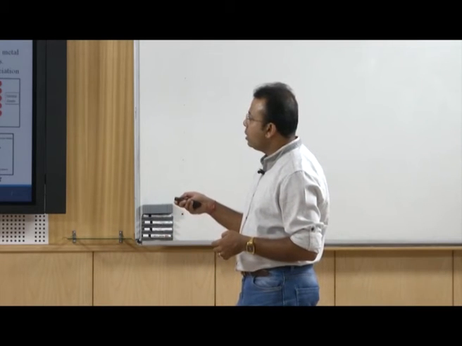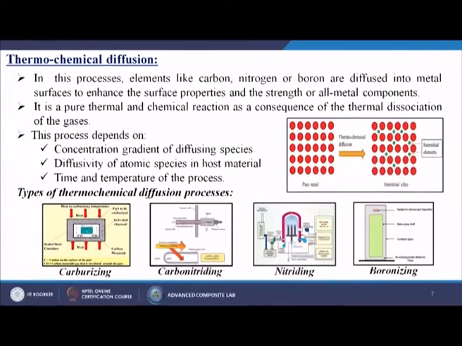This process depends on the concentration gradient of the diffusing species, the diffusivity of atomic species in the host materials, and the time and temperature of that particular process. Here you have pure materials, then when you do these thermochemical diffusions, in the presence of some gases or bubbles, the gases go into the interstitial sites of the base material and can change its properties. There are several methods: carburizing, carbonitriding, nitriding and boronizing. These are the different methods by which we can do surface modifications.